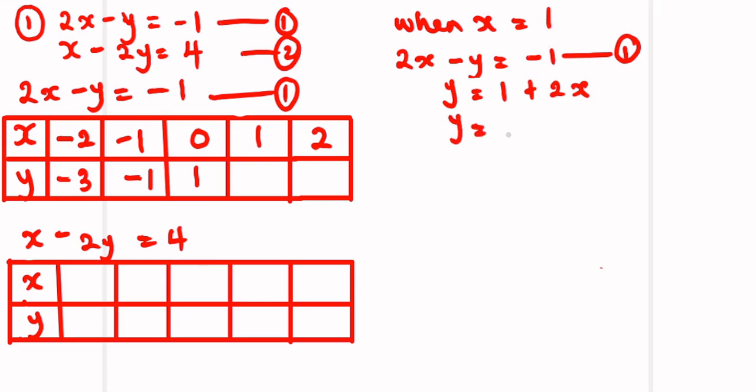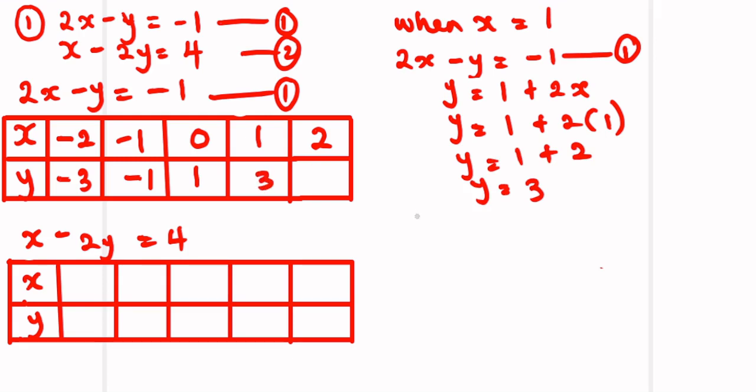So y is equals to 1 plus 2 into bracket 1. Y is equals to 1 plus 2, bracket 1 is 2. Now y is equals to 1 plus 2 is going to give us 3. So when x is 1, y is 3.